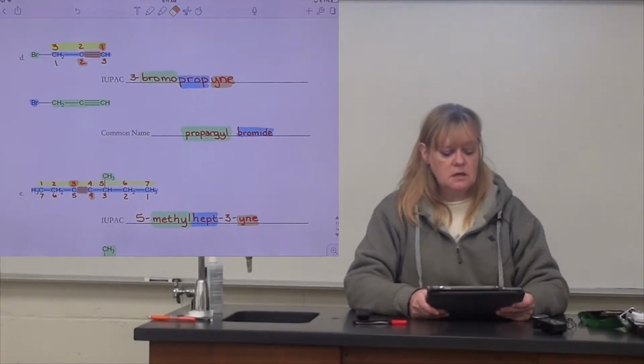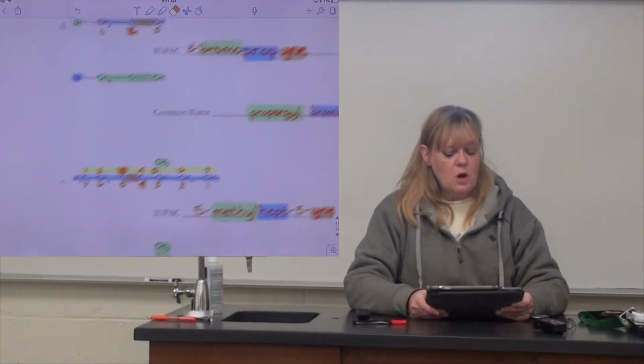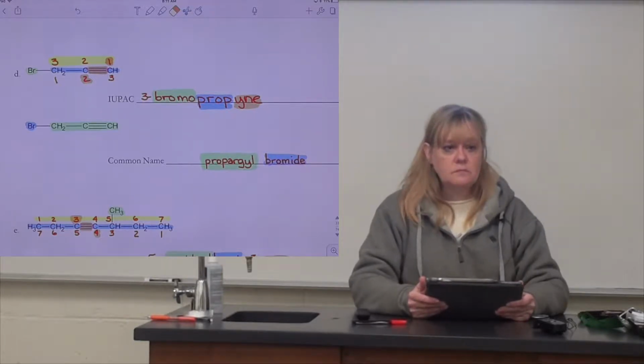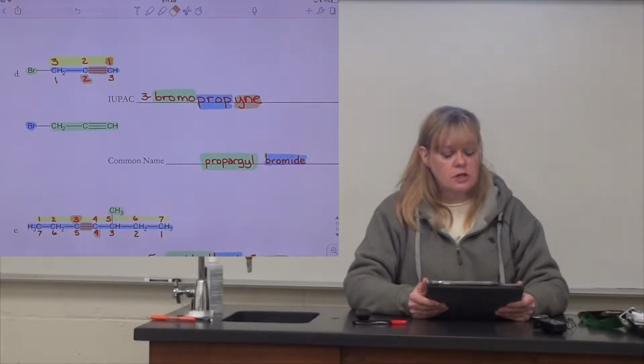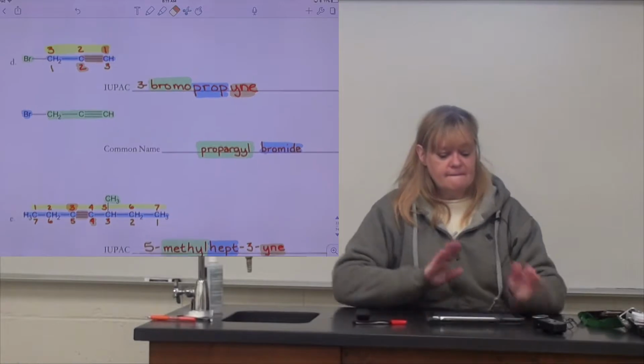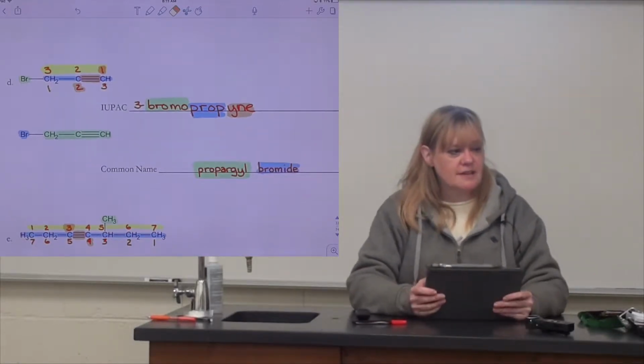Okay, D. 3-bromopropyne, and if you put 3-bromoprop-1-yne, I will accept that too, that's fine. You're giving the numbering priority to the functional group though, so that's why it's not a 1-bromo. And then propargyl bromide, your favorite.